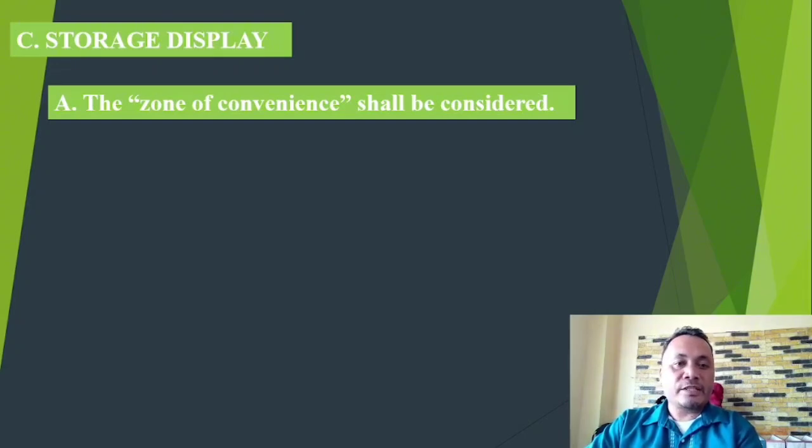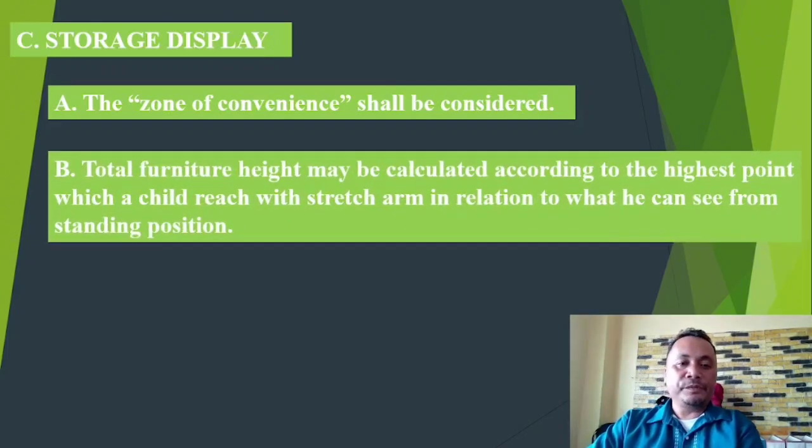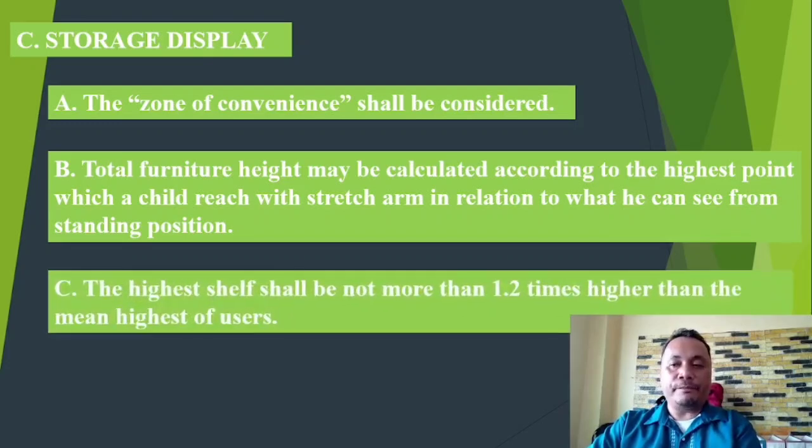Okay, so the zone of convenience, dapat ang atong mga display cabinet kanang maabot ra gid ni teacher para dili na kay mag-spend og effort si teacher. And then total furniture height may be calculated according to the highest point which a child reaches with stretched arms in relation to what he can see from a standing position. And then the highest shelf shall be not more than 1.2 times the mean height of users.